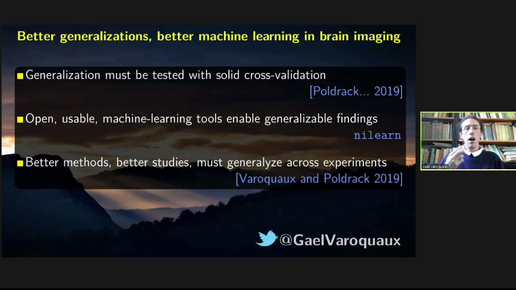So I dream of better generalizations and better machine learning in brain imaging. Generalization must be tested with solid cross-validation and not just asserted. Open, usable machine learning tools facilitate and enable generalizable findings. And we need new, better methods and better studies that generalize across prediction.